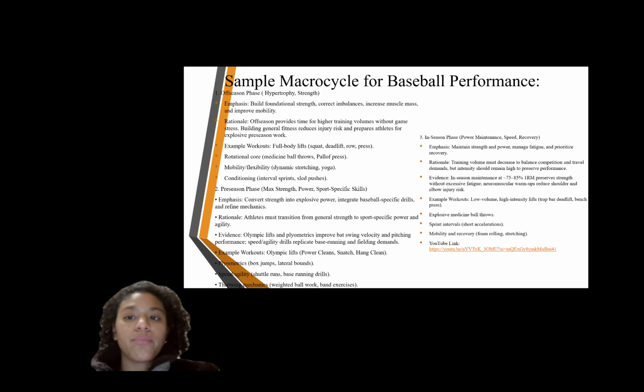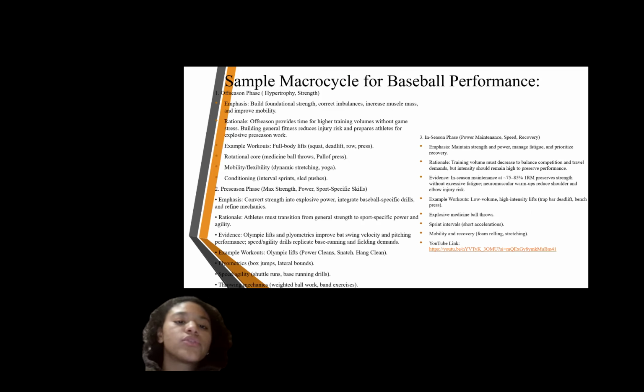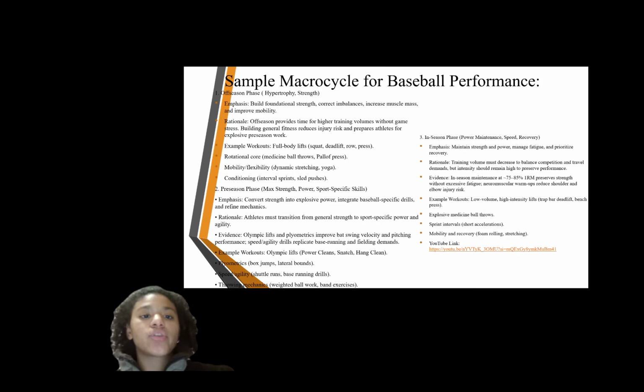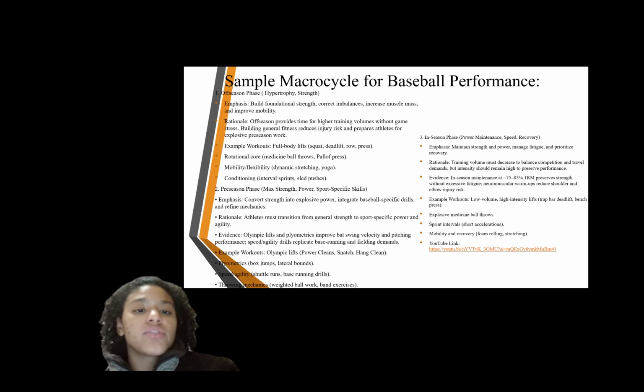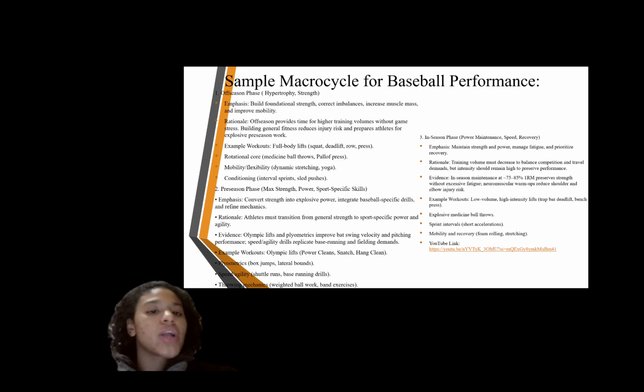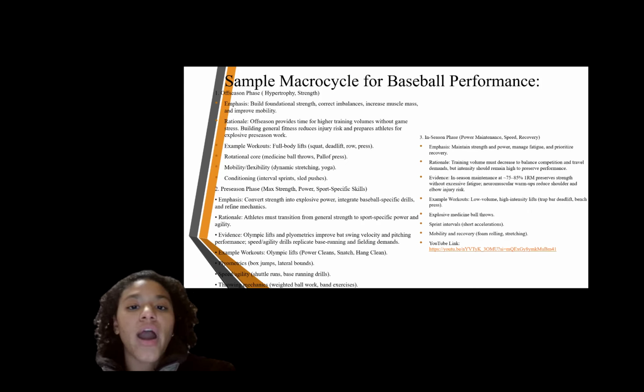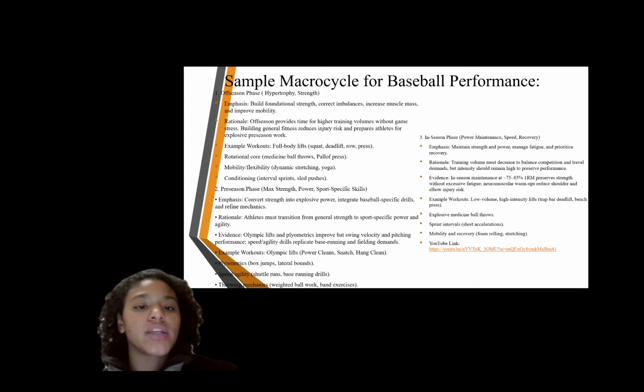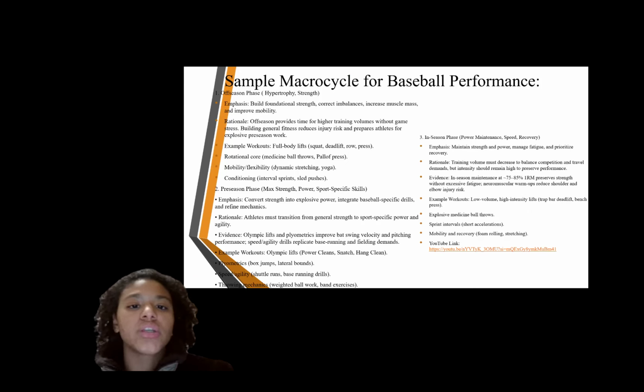Sample macrocycle for baseball performance. The first phase would be the off-season phase, a hypertrophy with strength phase. Its main emphasis is to build foundation strength, correct imbalances, increase their muscle mass, and improve mobility. My rationale is that the off-season provides time for higher training volumes without game stress, building general fitness reduces injury risk, and prepares athletes for explosive preseason work.